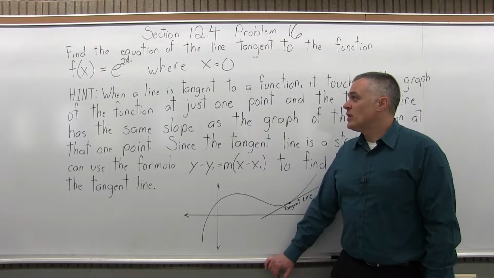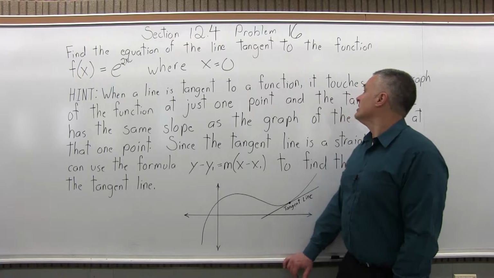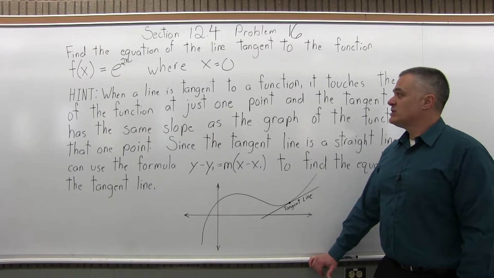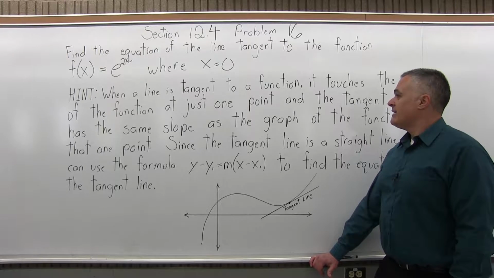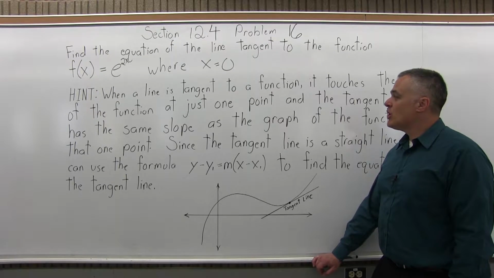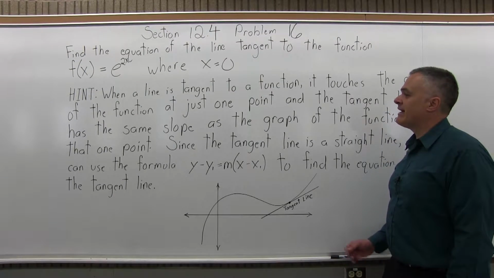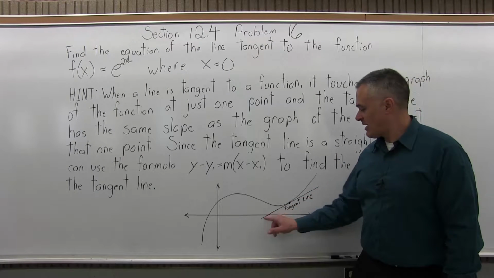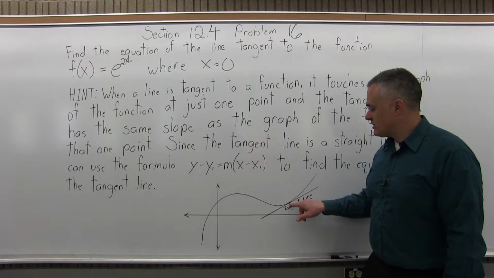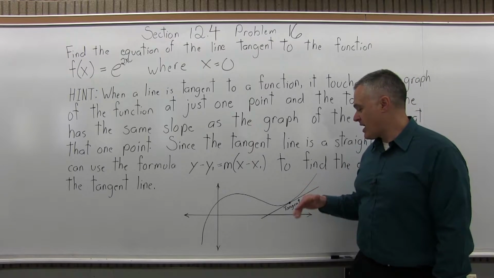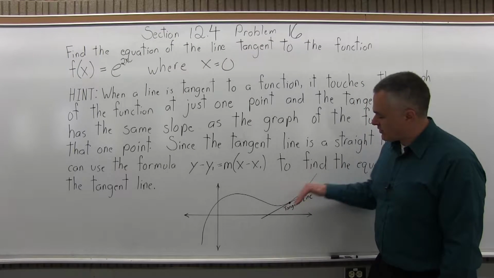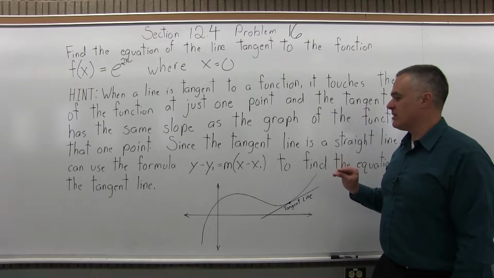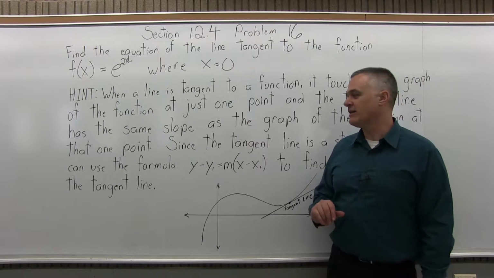The hint says when a line is tangent to a function, it touches the graph of the function at just one point, and the tangent has the same slope as the graph of the function at that one point, like the drawing here. So the tangent line is a straight line that touches the graph of a function in just one spot, and at that spot they have the same slope. The straight line and the curved line have the same slope at that one point where they touch. That's what it means to be a tangent line.